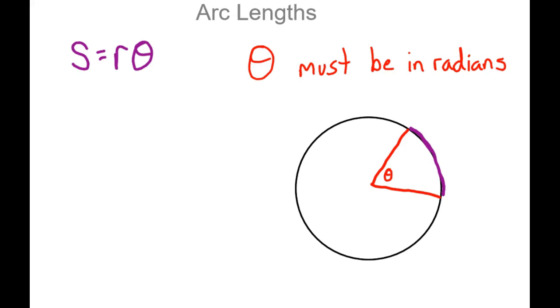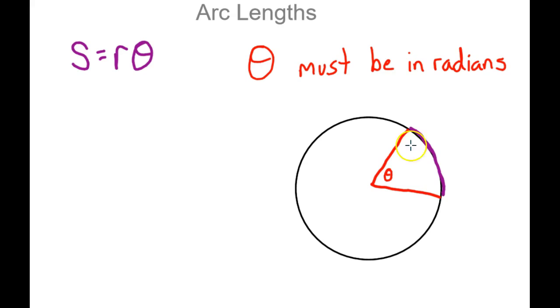Next, we're going to talk about arc lengths. The formula to find the arc length is S equals R times theta. S represents the arc length, R represents the radius of the circle, and theta represents the angle measurement. The thing to remember about this formula is that theta must be in radians. So if it's in degrees, we have to convert it to radians, just like we went through in the previous part.